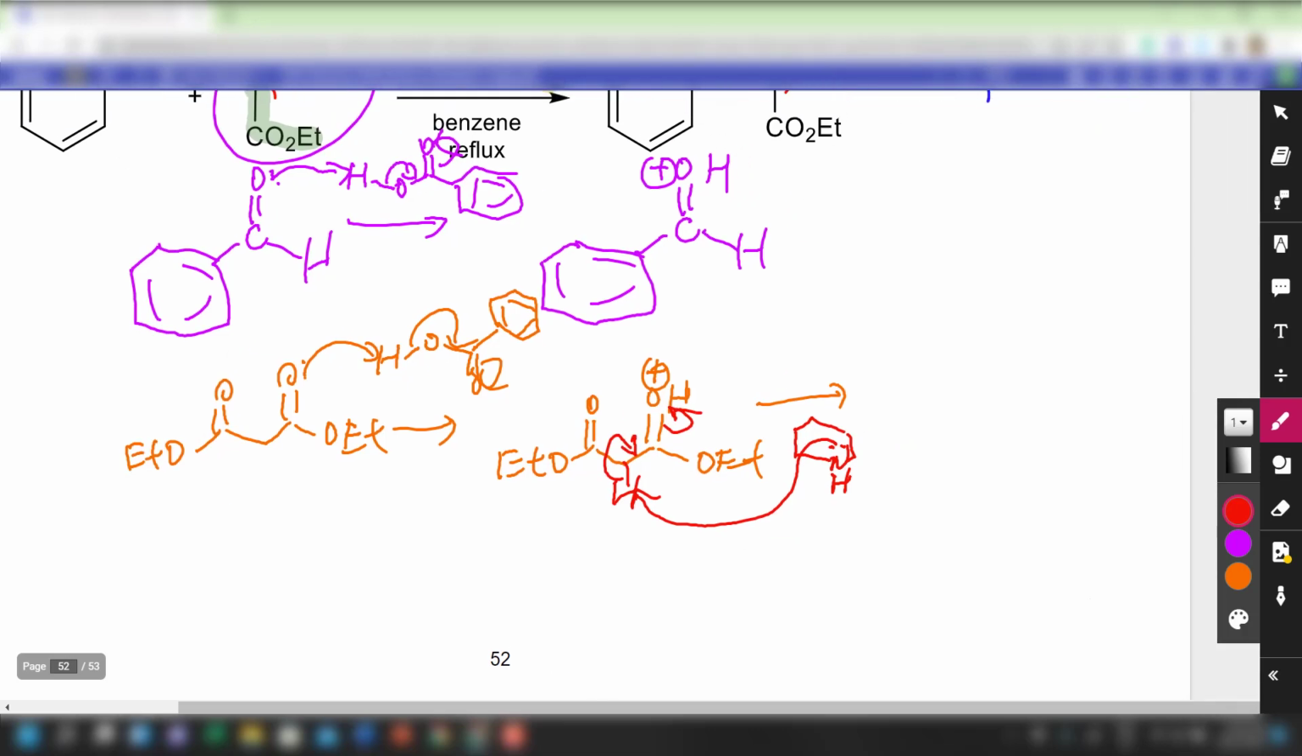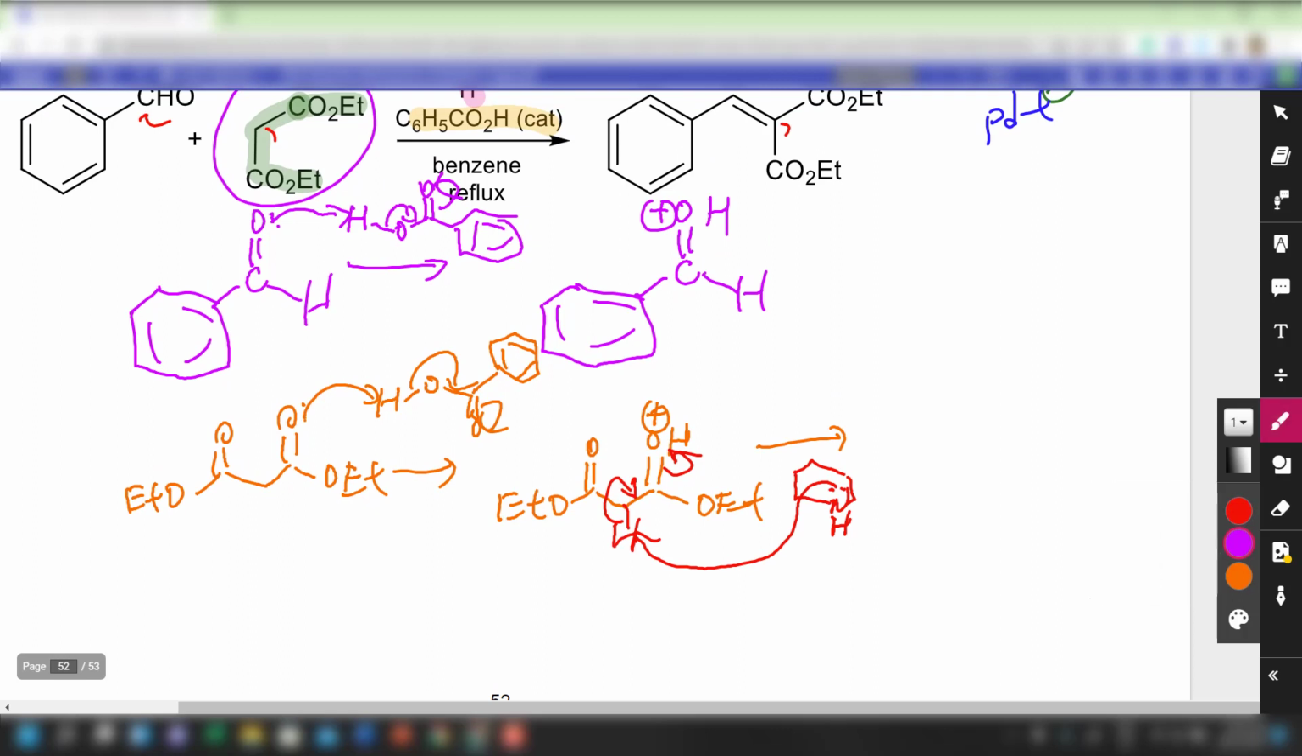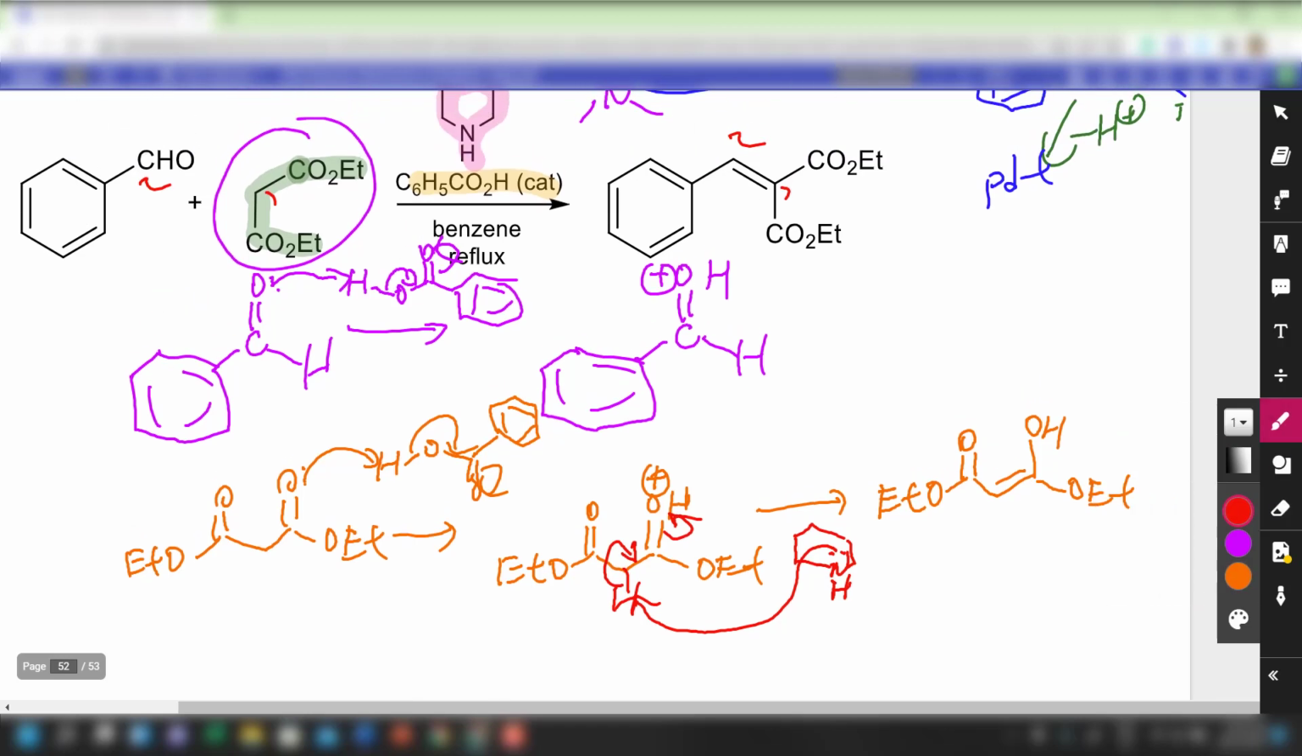Once the enol is formed, all stars will be aligned, because it will look like this. I'm just going to draw it out properly. OH and then OEt. Again, as we mentioned earlier on, the carbon flanked by the two carbonyl groups will be the nucleophilic carbon, and the carbon bonded to benzaldehyde will be the electron deficient carbon. So when this happens, we're just going to push the arrows, and then the pi bond will now attack the carbonyl carbon, and then the CO pi bond will now break towards the oxygen to neutralize the charge.